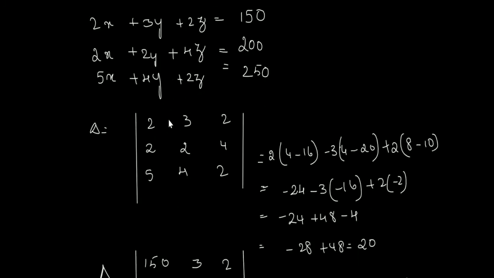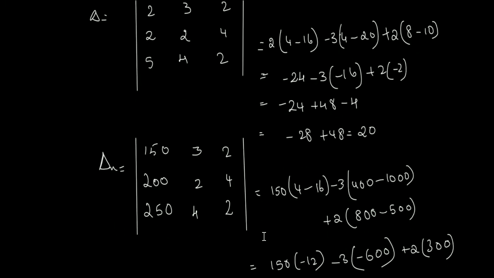So expand this determinant, 2 into cross this row, cross this column, 4 minus 16. Minus, in this place you have to put a minus sign. So minus 3 into 4 minus 20, plus 2 into 8 minus 10. Minus 12 into 2, that is minus 24. Then minus 16 into minus 3, that is plus 48. Minus 2 into 2 minus 4. So minus 28 plus 48, that will give you 20.